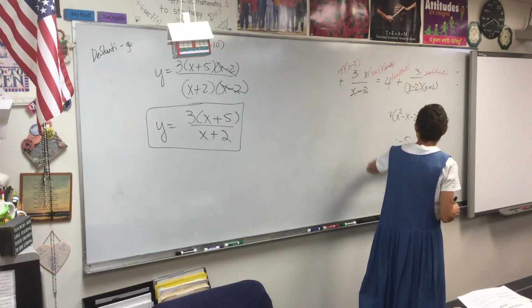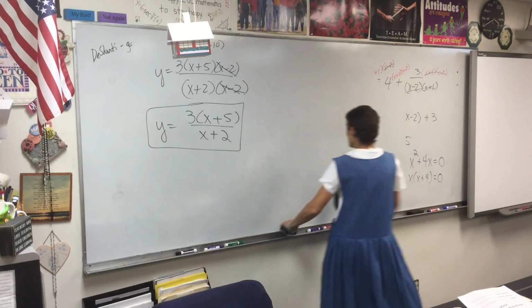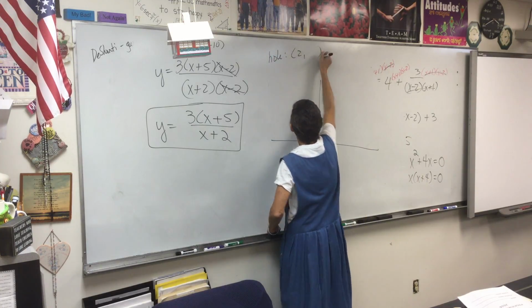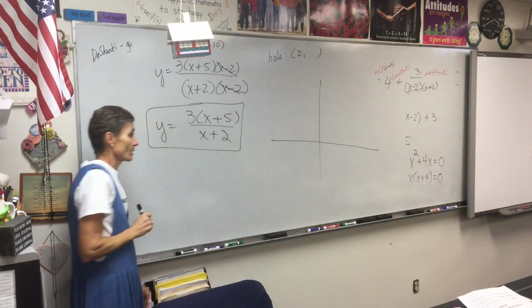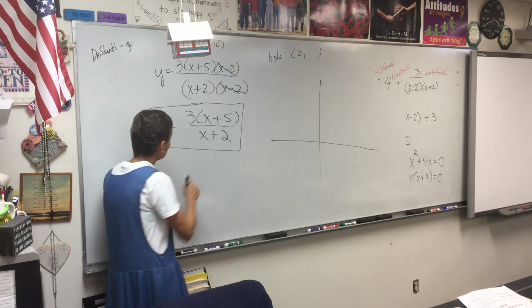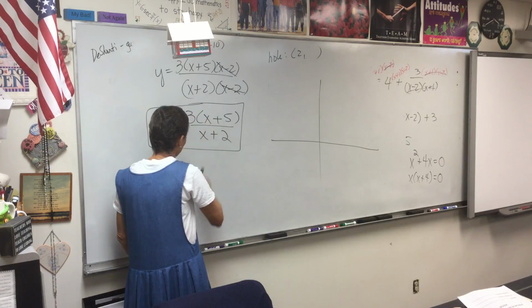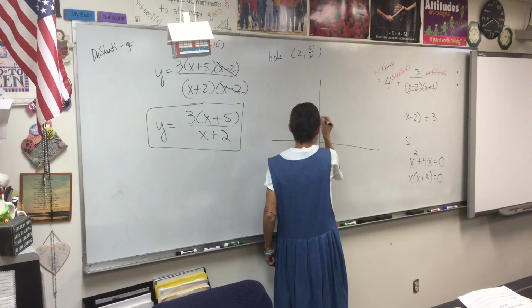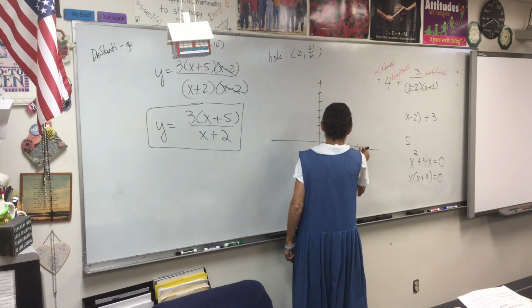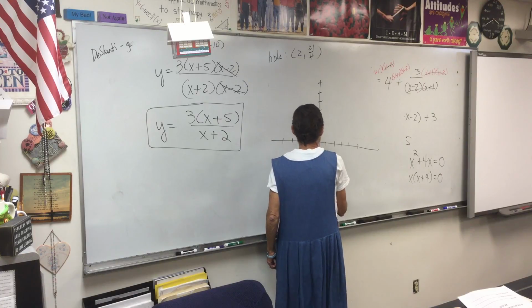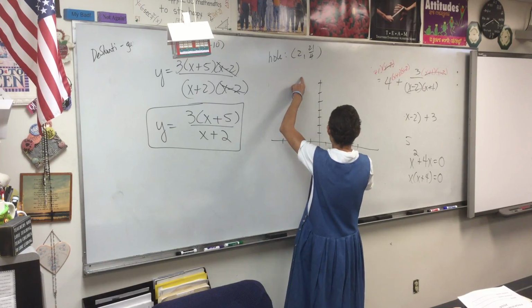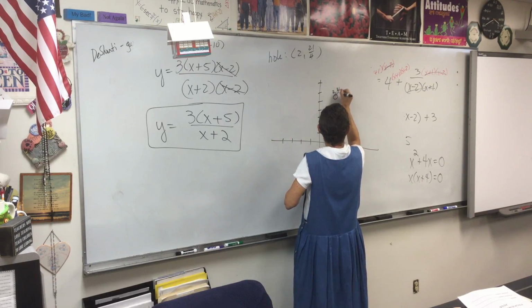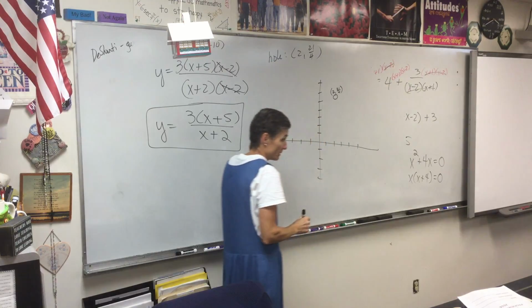Let's go ahead and get that plotted before we forget it. The hole is going to happen where x is what? 2. And how do I find the y? Plug it into the new one. Plug 2 in. When I plug 2 in, on the top I would get 21 and on the bottom I get 4. 21 fourths. So, 1, 2, 3, 4, 5, and a fourth. So it's right here, 21 fourths. Open.